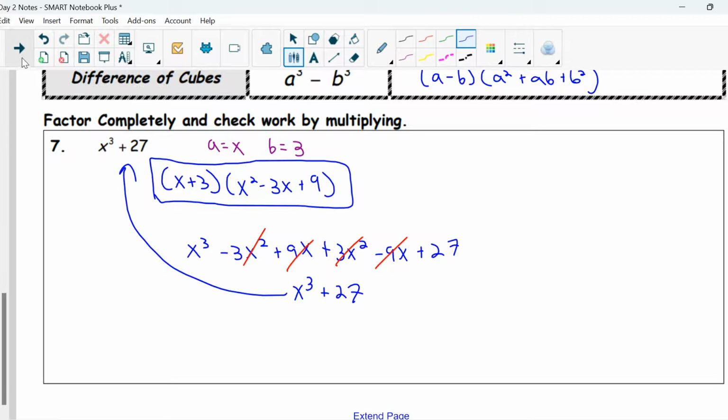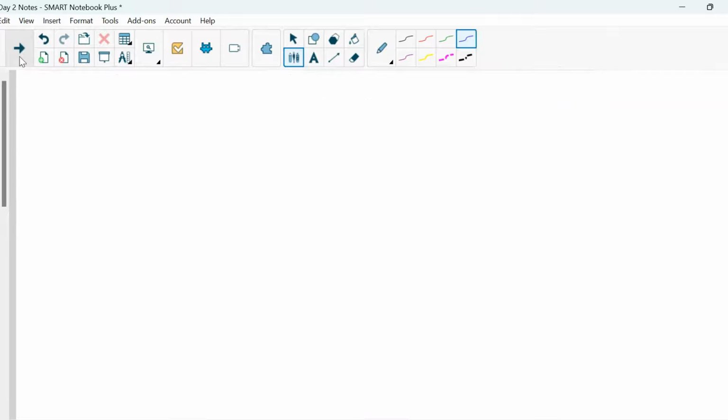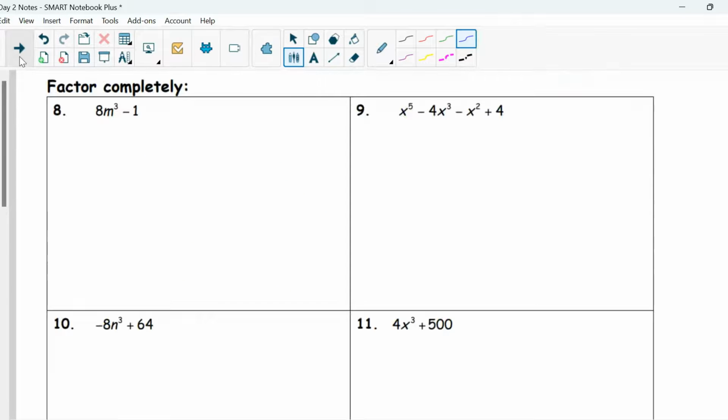All right, on to page number 2. We'll keep these notes nice and short. First, we have to check to make sure we have the difference of cubes. Remember, 8 is a perfect cube. m cubed is obviously cubed. And then 1 is a perfect cube as well, so on and so forth.